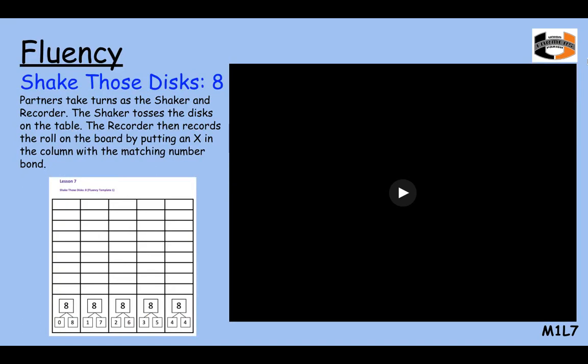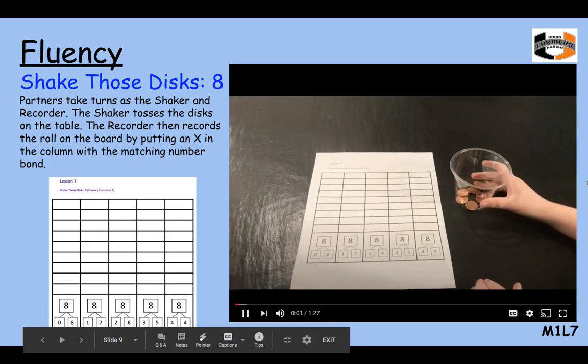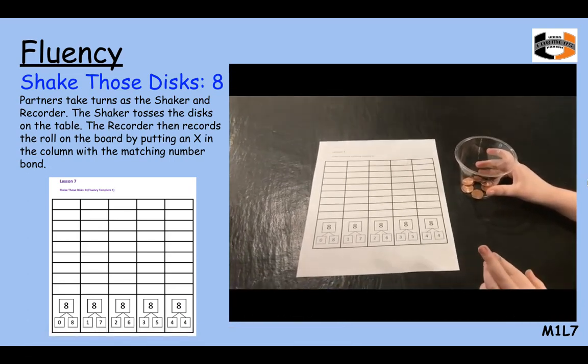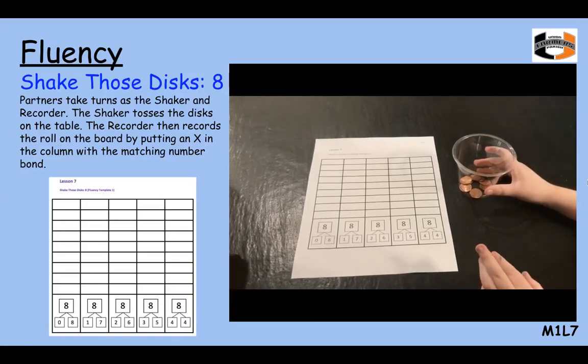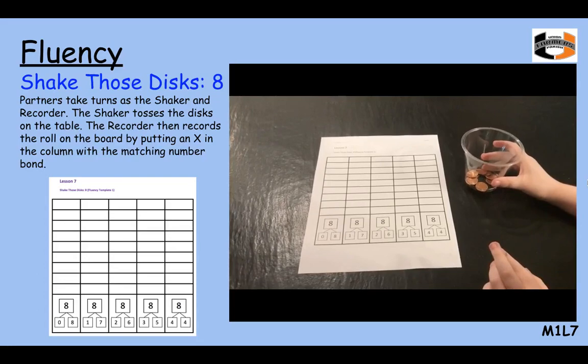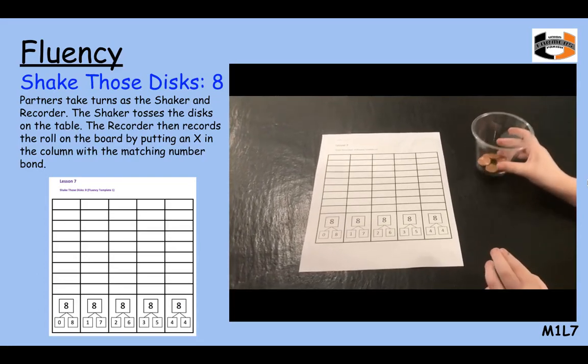Here's our fluency exercise. If you'll remember, we did shake those discs 6. Well, this is just like it, except we've moved the total up to 8. So we're going to be looking at the parts of 8. Okay, this is how you play Shake Those Discs 8. I'm going to be the recorder, and you're going to be the shaker. So shake them and pour them out, and we'll see the parts of 8.